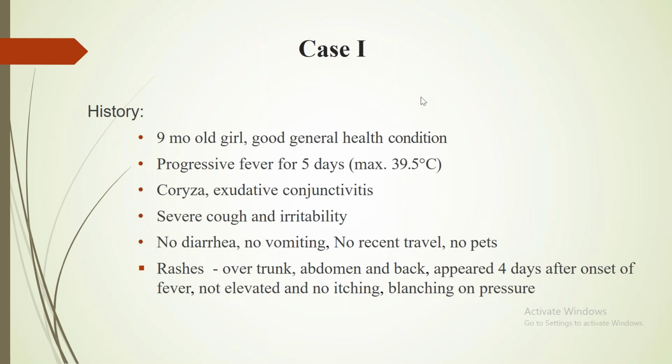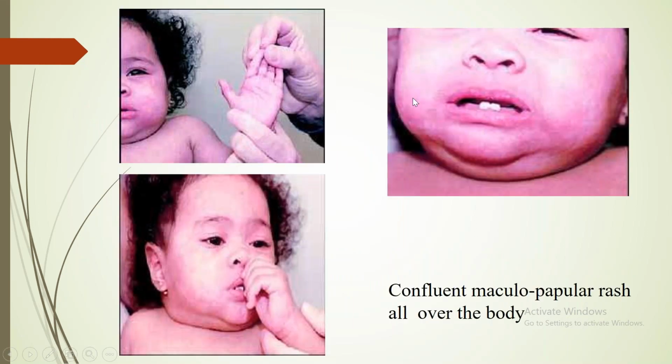This is the picture of the rash. If you can see, these are typical maculopapular rashes, which are present over the face and the upper limbs. And in this child, it is present all over the body. So yes, you have guessed it right. It is the typical measles rash.